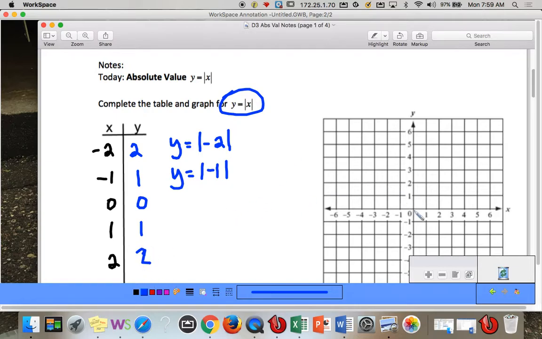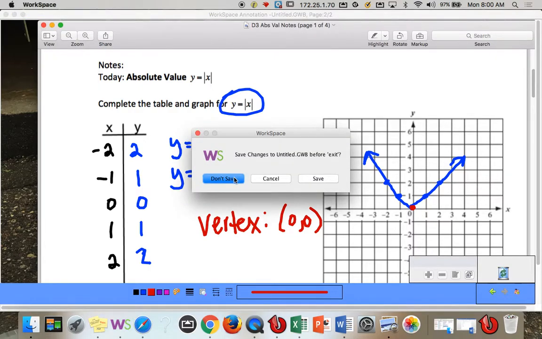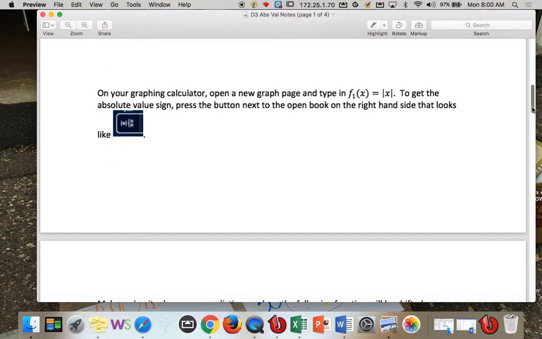So let's graph this. We have (-2, 2), (-1, 1), (0, 0), (1, 1), and (2, 2). And if I were to sketch that, we can see that it's a V-shaped graph. If I asked you what the vertex is, where it changes direction, that would be at (0, 0). Today we're going to look at how this V-shaped graph shifts.